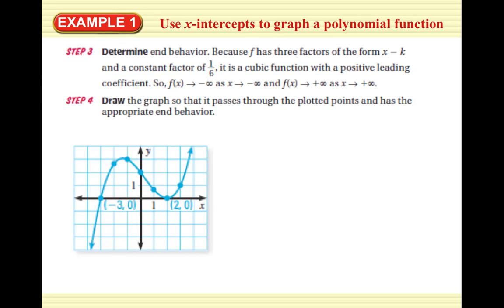So now that we have graphed the function, we can determine the end behavior. We knew that it was a cubic function and it had the constant factor of 1/6, so that's positive. So again, as I said before, as x becomes more negative, so does y, and as x becomes more positive, so does f of x. Then we can draw the graph, making sure that it passes through those points that we have plotted and that it has the behavior we were expecting. So pretty easy.